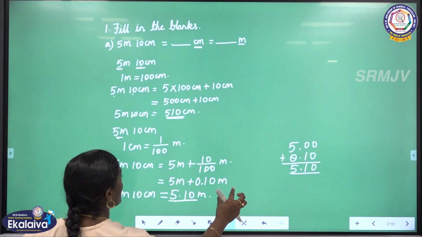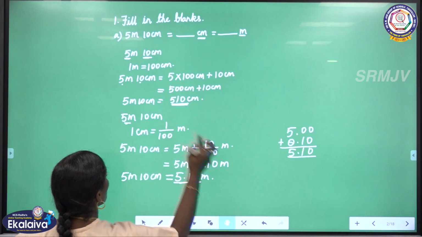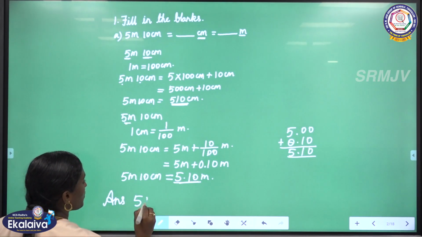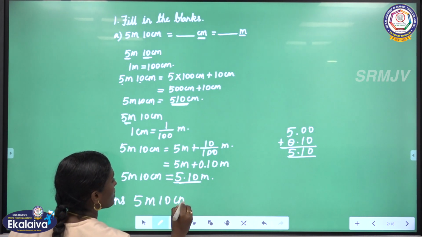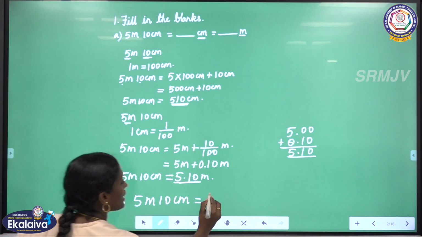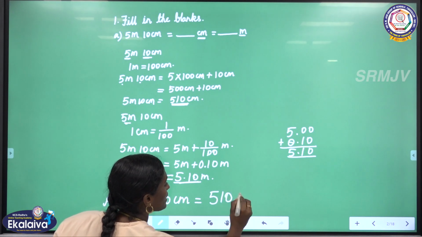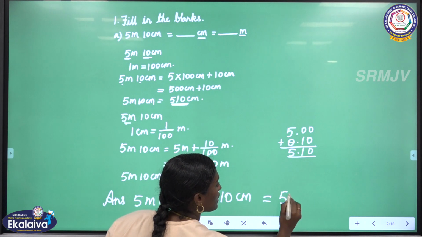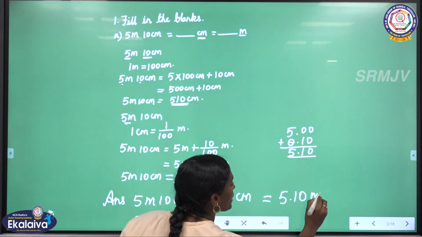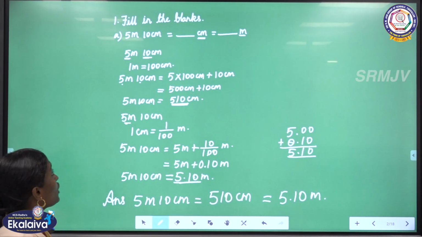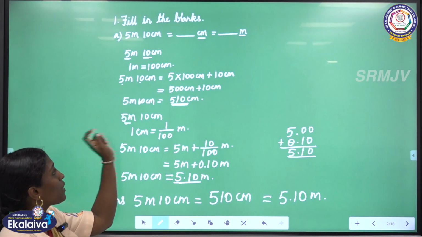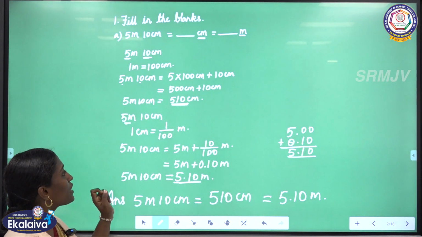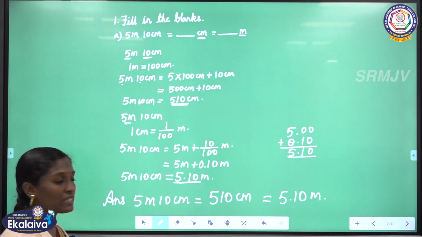So we have to write the answer for the given question. What is the given question? 5 meter 10 centimeter is equal to, here we got the answer in centimeter, that is 510 centimeter, which is equal to, in meter, that is 5.10 meter. Is it clear, children? To convert the greater unit to smaller unit, we are using multiplication. Here to convert the smaller unit to greater unit, we are using division. Is it clear?